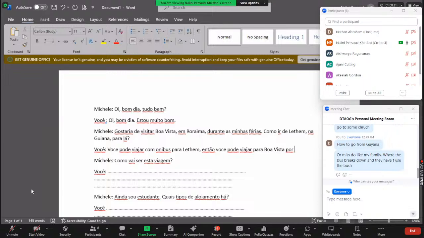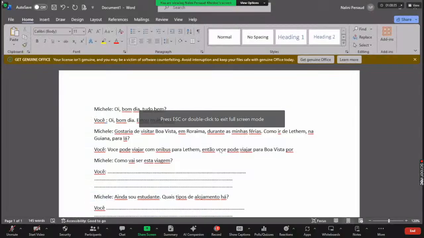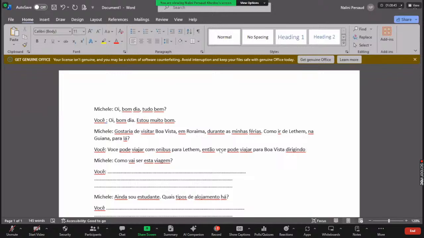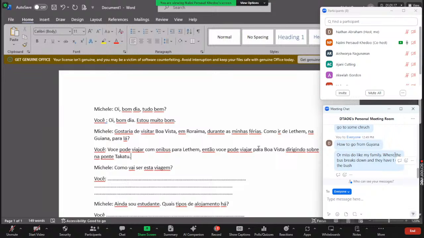By, or you can say by or driving, Dirigindo, by driving over the language is Ponchi. Make sure. Yeah. Ponchi. Takatu. So you can travel with bus to Letem, then you can travel to Boa Vista, driving over the Takatu Bridge, driving Dirigindo.